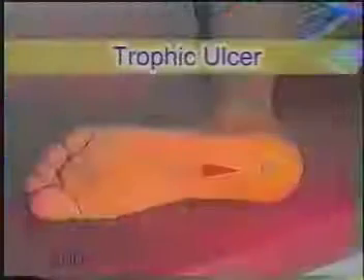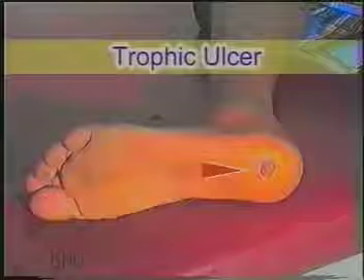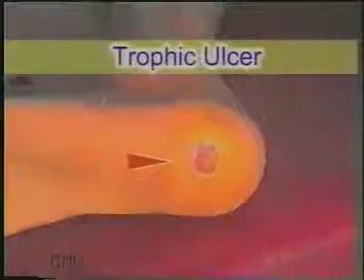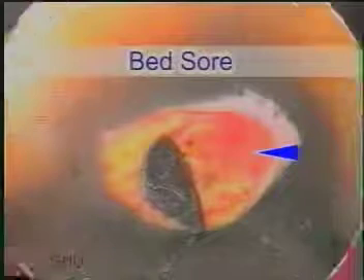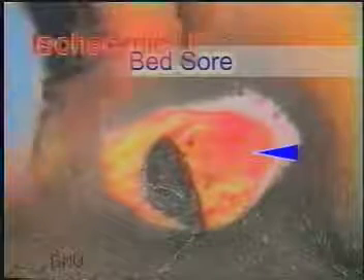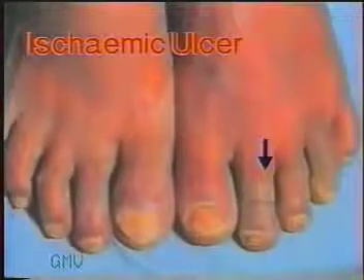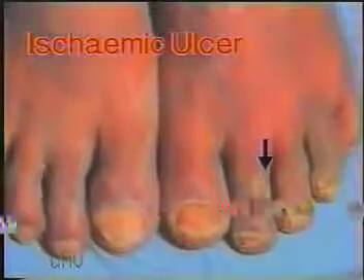An ulcer on a weight-bearing area is usually a trophic or neuropathic ulcer. For example, over the heels as seen in this patient, or over the sacrum and other bony points in a bedridden patient. And arterial or ischemic ulcers occur over the dorsum of the foot and the toes.